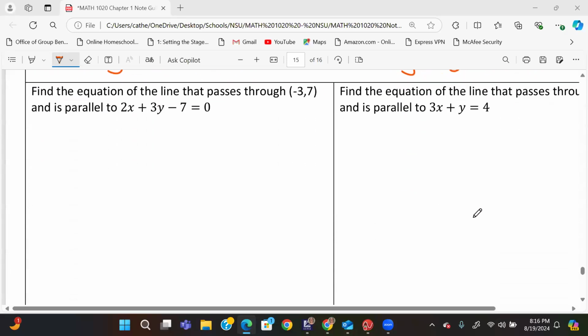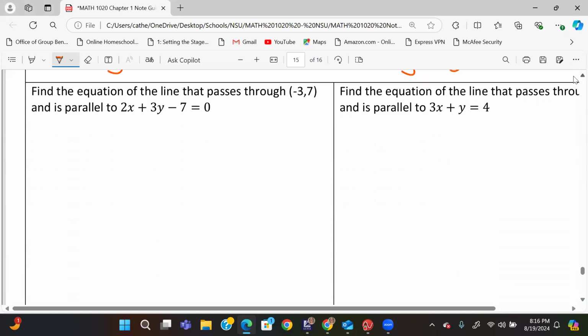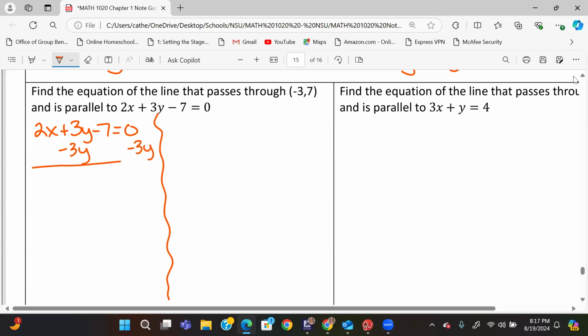Now we're going to find equations of lines, and this is probably going to be the most labor-intensive problems that you're going to have in this class. So we need to find an equation of a line that passes through a point at -3, 7, and it's parallel to the line that they give us. So we need to take the equation of this line, and I need to find the slope. In order to find the slope, I need to solve for y. So I'm going to actually move the 3y to the right. It doesn't matter what side y is on as long as it's by itself.